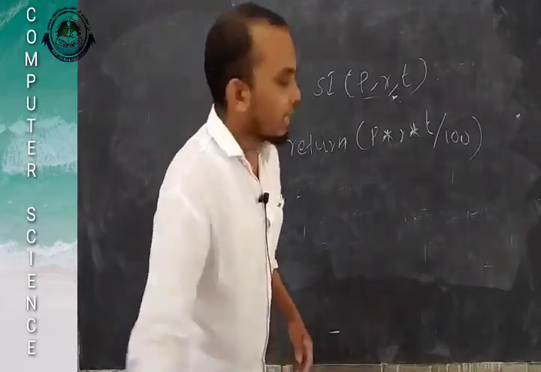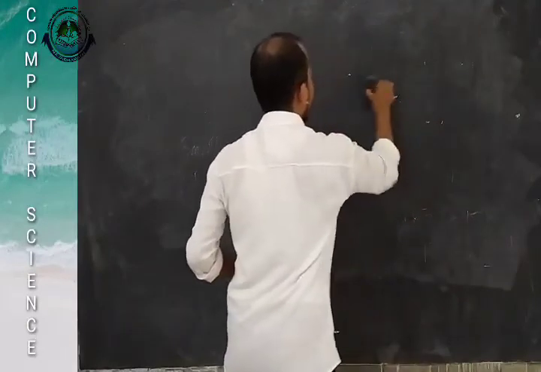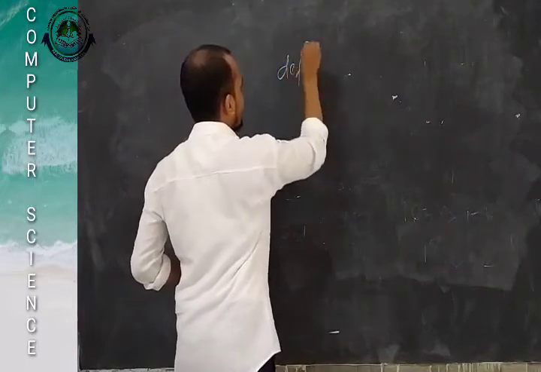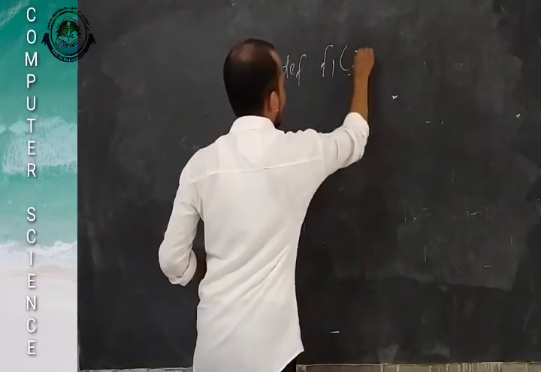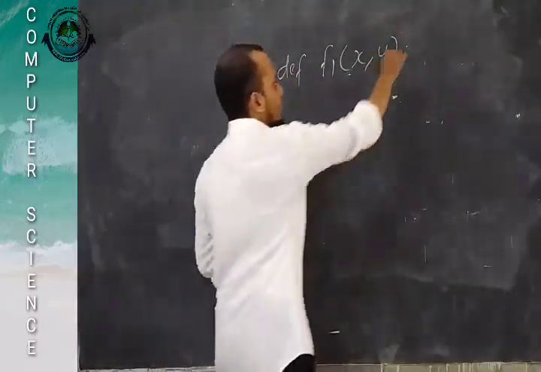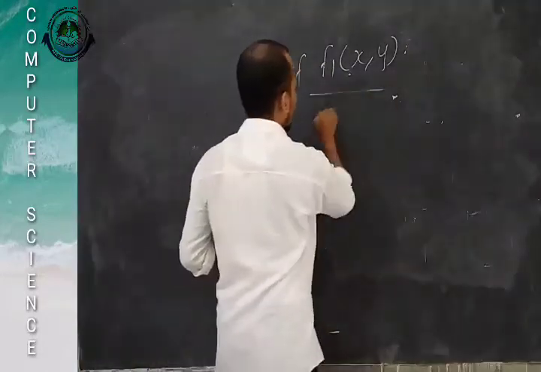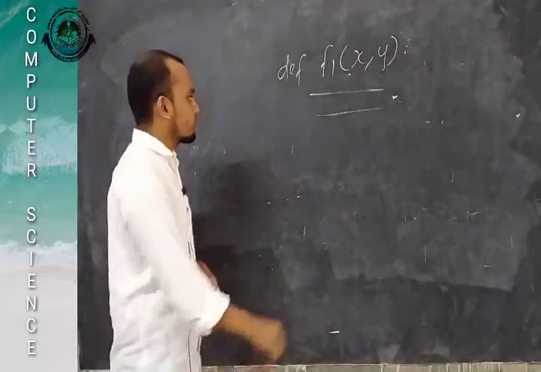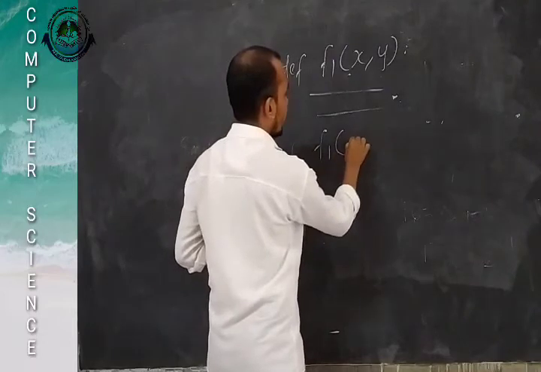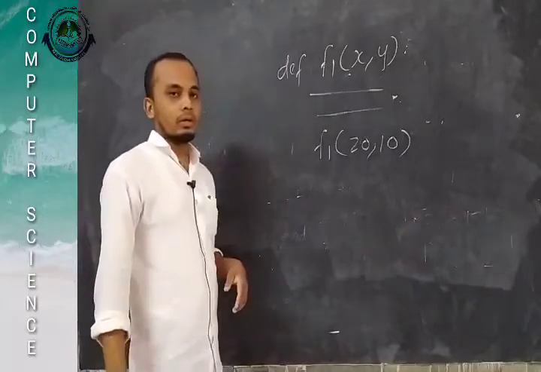Okay, then we can explain another simple example. Def f1 x comma y. These are parameters. It will end with colon. Every function definition will end with colon. Then some statements, a sequence of statements. Finally, f1 of 20 comma 10.